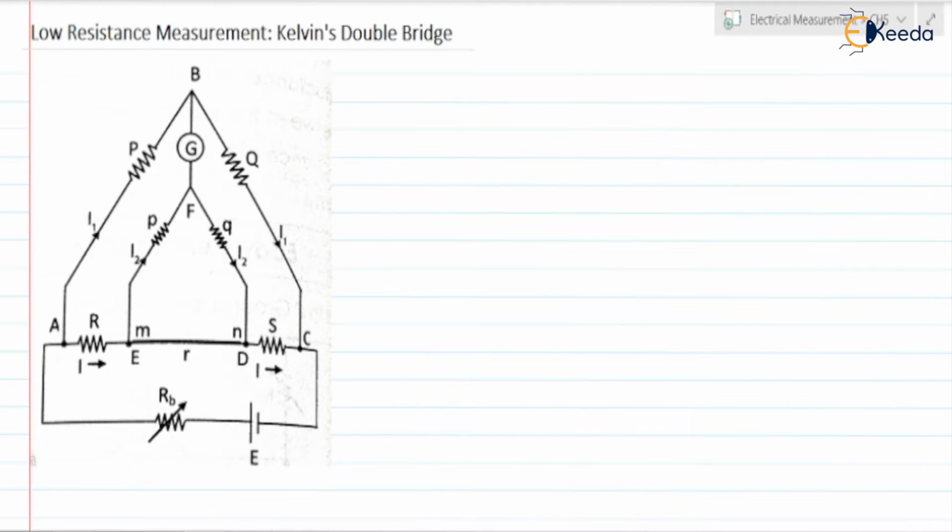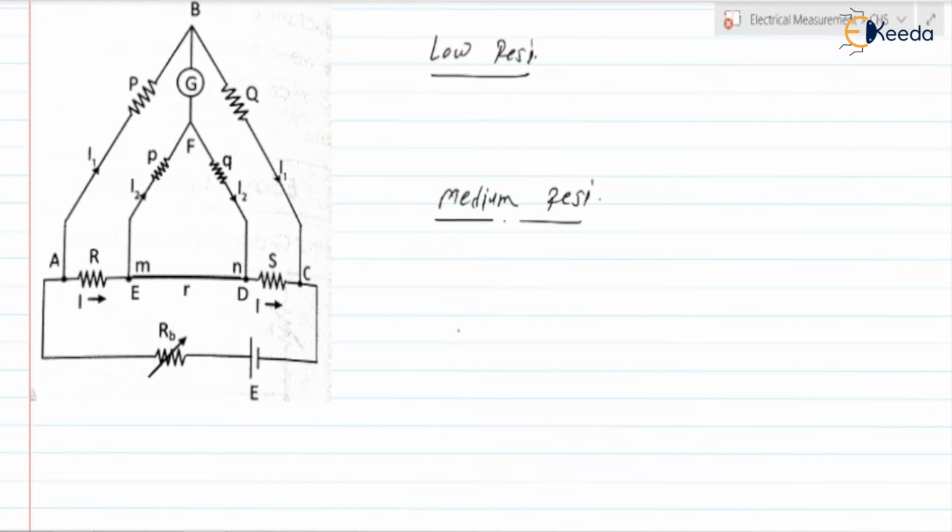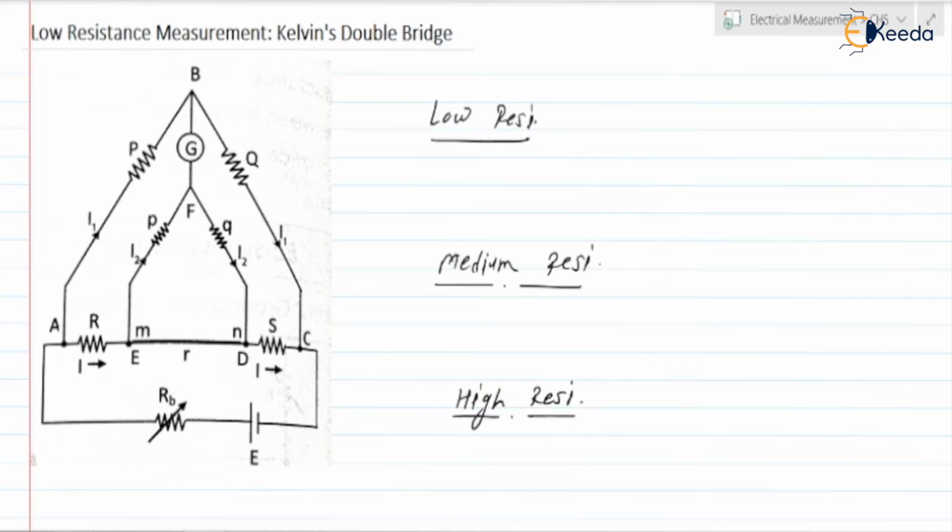We have three types of resistors. First one is the low resistance, second one is the medium resistance, and third is the high value of resistance. For measurement of low value of resistance, the Kelvin's double bridge is used. Low value of resistance means the resistor which has a value less than or equal to 1 ohm.